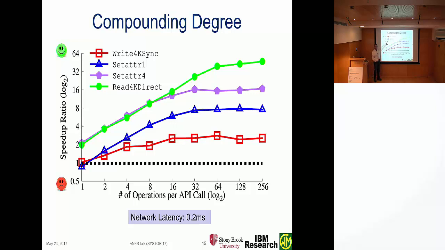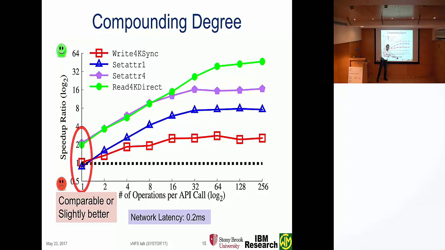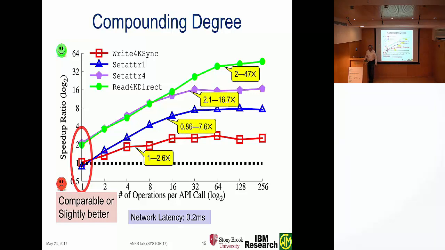We have 4 different workloads here. This is writing 4K, setting 1 attribute, setting 4 attributes at once, and then reading 4K. And what you can see is that we get comparable and even slightly better performance even on a single compound on this fastest network. So if you go to a slower network, all these things will go even better. Overall, you see, again, we get pretty good improvements of overall performance in the range. It's much better at the high end when you get hundreds of things packed into single messages.